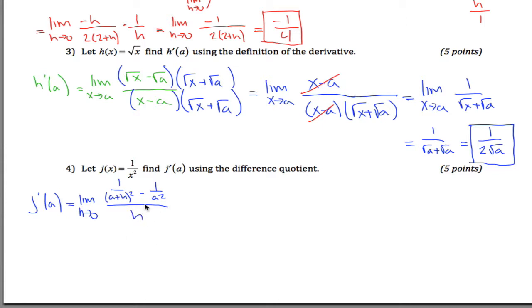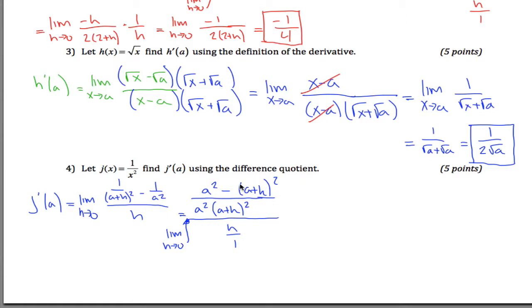Okay, fraction inside of a fraction. I better get a common denominator. I better multiply this side by a squared over a squared, and this side by a plus h squared over a plus h squared. If I do that, I get a squared divided by a squared times a plus h squared on the left. And then on the right, I'm going to multiply by a plus h squared over a plus h squared, and that will give me a plus h squared, and it'll give me the same denominator. And again, I forgot to write limit. This is the limit as h approaches 0 of this mess.